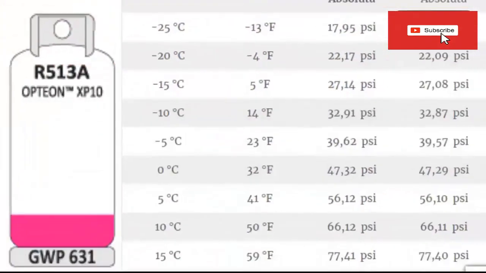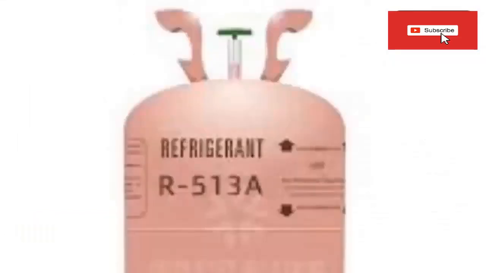Now, my colleague Paco is going to list a summary of the main characteristics of the R-513a refrigerant gas, which you should know before working with this gas. Go ahead Paco, with the explanation.